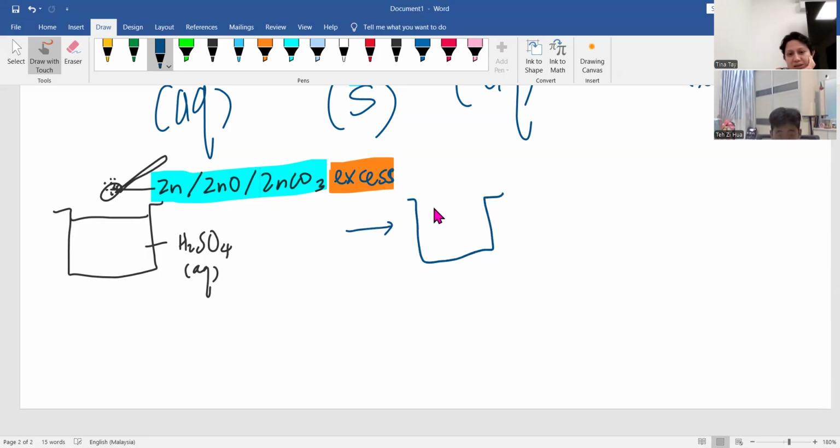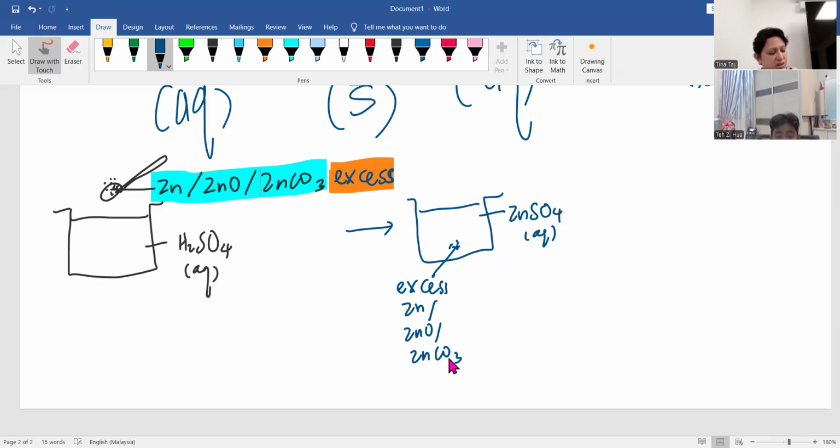So when you're done, you will have produced a neutral zinc sulfate solution. And this is the excess zinc or zinc oxide or zinc carbonate, because zinc oxide and zinc carbonate can only dissolve in acid. They cannot dissolve in neutral. So you just add and add and add. No need for indicator, no need for anything. And then step three is you just filter out the excess.